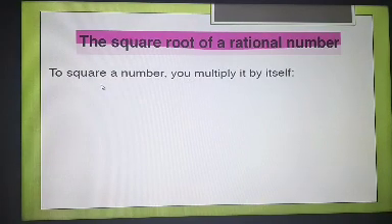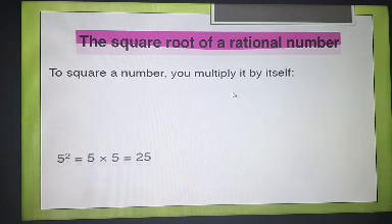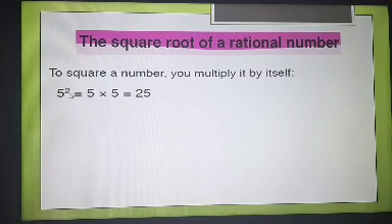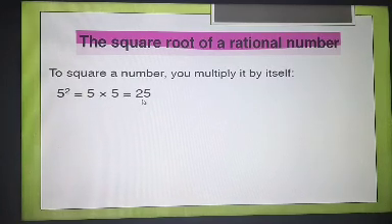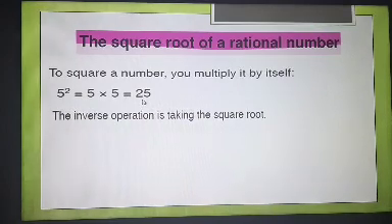كلنا عارفين إن the square of a number it means we have to multiply the number by itself. يعني مثلا 5 power 2 معناها 5 by 5. So the result of 5 power 2 it's 25. Then the inverse of this operation is called square root.